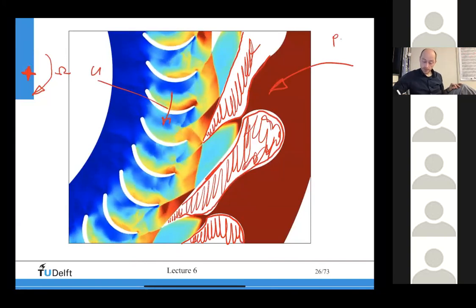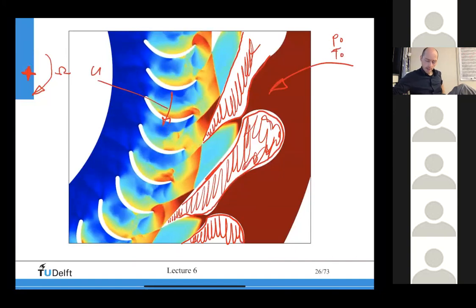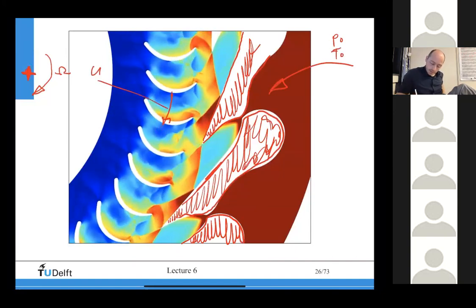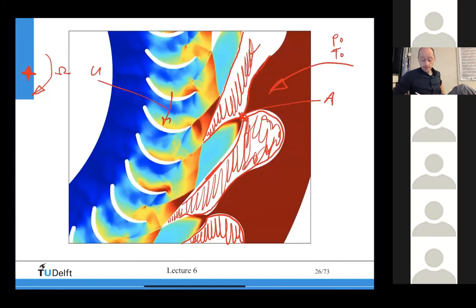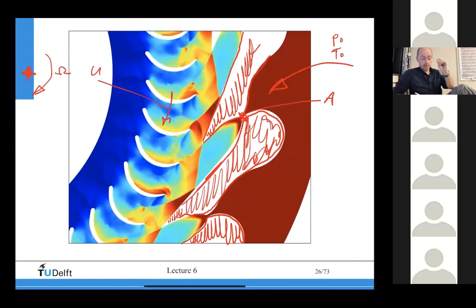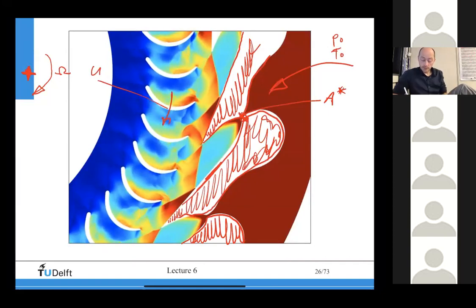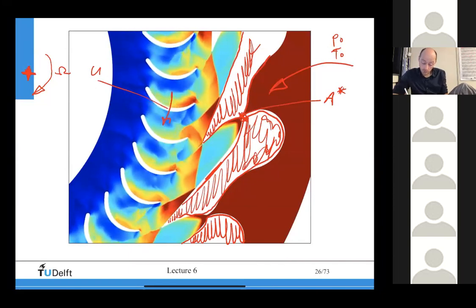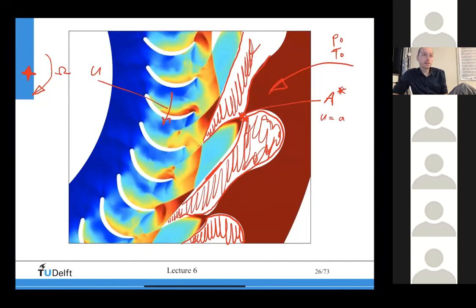You know P0 and T0 here, because the velocity is so small compared to the velocity of the rest of this turbine. And so you can see that the flow accelerates up to here. Then the flow here, this is the smallest area, right? This is the A, the cross-sectional area between these stator blades. This is A star, the minimal area, or the area at the throat. And then you reach there, the velocity is the same as the speed of sound. So you get a sonic condition.